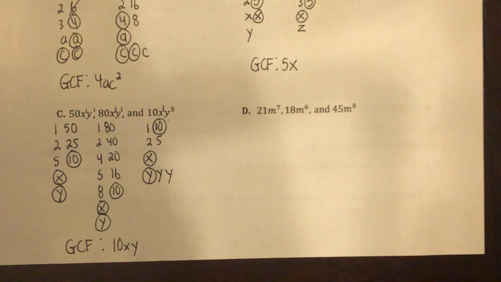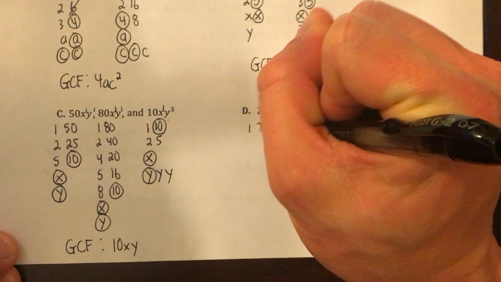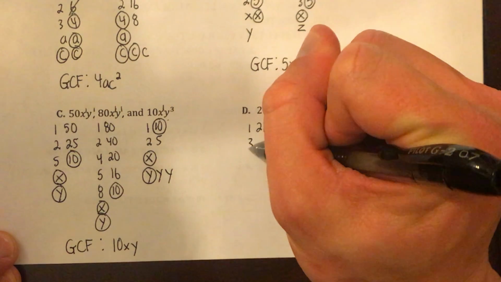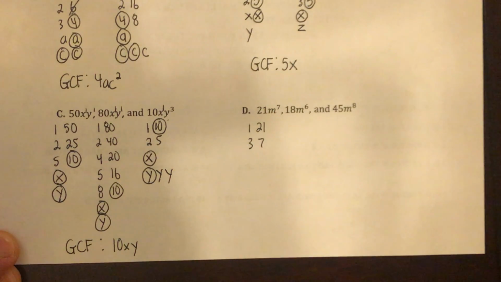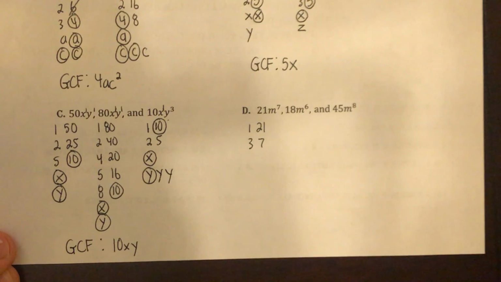All right, so let's jump in. 21m to the 7th. Let's create that factor pair list for 21. So first factor pairs, 1 and 21. Does 2 go in? No, it doesn't. Does 3? Yes, it does. 3 times 7. Does 4 go in? No, it doesn't. Does 5 go in? No, it doesn't. Does 6 go in? No, it doesn't. And 7's already on the list. So that's the complete factor pair list for 21.